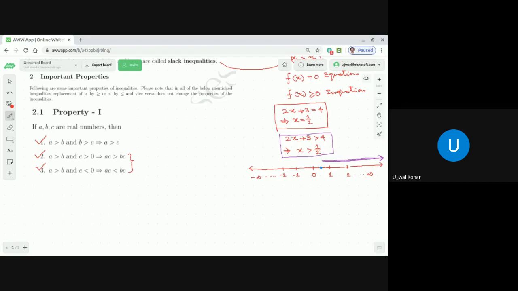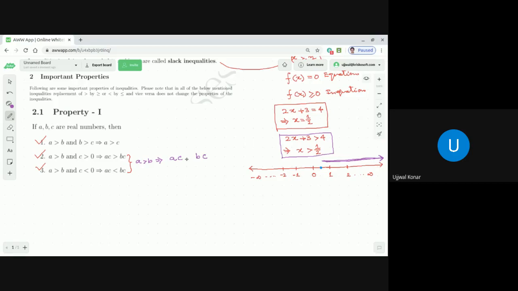But if you multiply both sides of the inequality with a negative quantity, then the inequality will change. It means if it is originally greater than, it will become less than. Let's take an example. First let me tell you the theory. Suppose A is greater than B. Let me use a different color so that you can differentiate later. Suppose you are given the inequality A greater than B. So from here, what can you say about A into C and B into C?